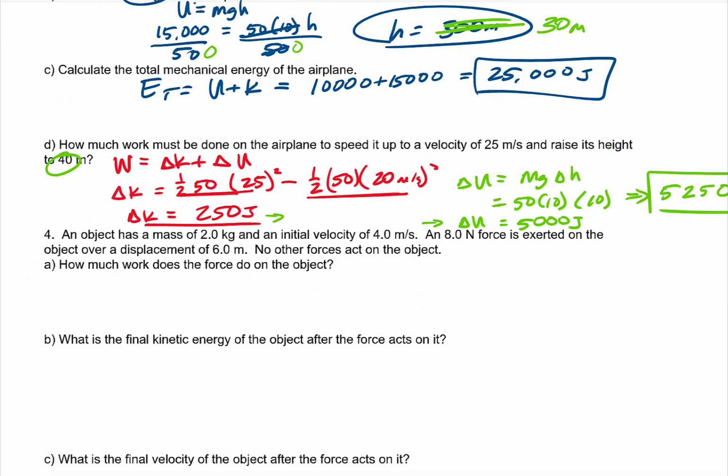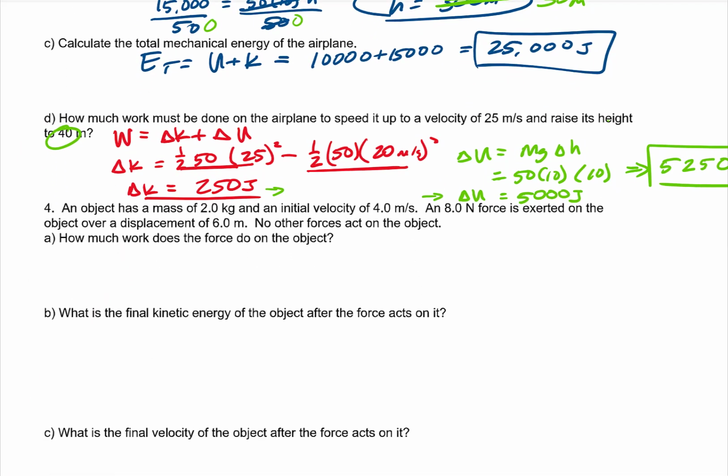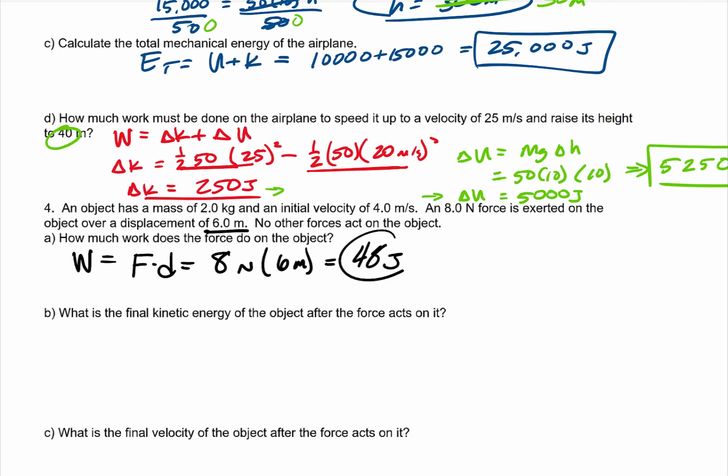An object has a mass of 2 kilograms and an initial velocity of 4 meters per second. An 8 Newton force is exerted on the object for 6 meters. No other forces act. So how much work does the force do on the object? Well, work I know is force times distance. So I know the force, 8 newtons. I know the distance over which the force worked, 6 meters. So the work done by that force is 48 joules. That's the work done on the object.